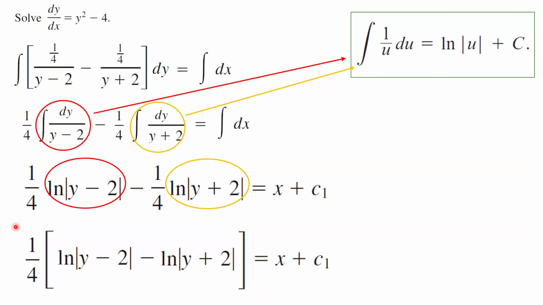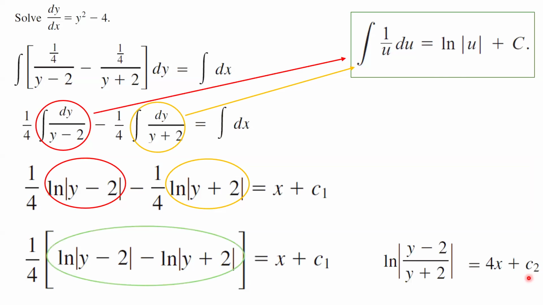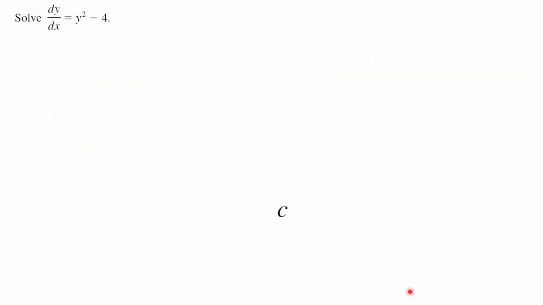Multiply everything by 4 and use the properties for ln. You get ln of absolute value of y minus 2 divided by y plus 2, which is 4x plus c2. So note that I multiply 4 on the right-hand side, 4x plus 4c sub 1, which I now relabel to c sub 2. And again, please remember the properties for ln. ln of a minus ln of b is ln of a over b. Very good. So we're ready for the next step in solving the differential equation.